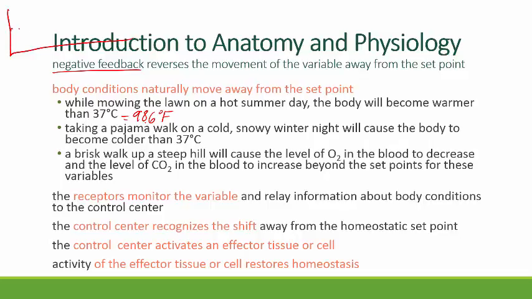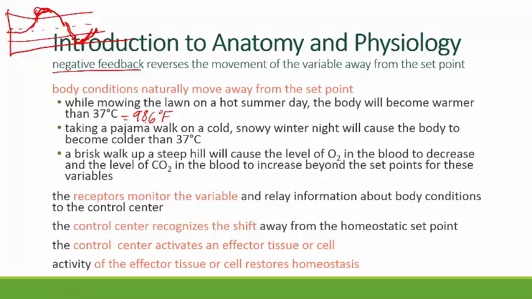So if 98.6 here is the set point, here's 99, here's 98 below it. If it's a hot summer day and we go out and mow the yard, we find ourselves getting out of homeostasis. Negative feedback will turn that situation around, bend the curve, so we get back toward homeostasis. If we're out for our pajama walk and we get cooler than homeostasis would like, negative feedback once again bends the curve back toward the set point.